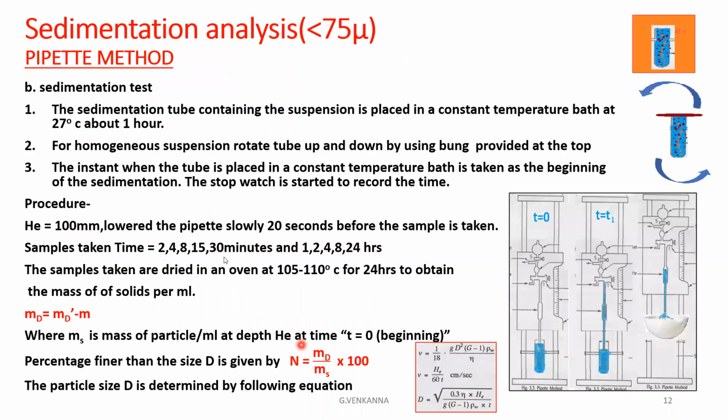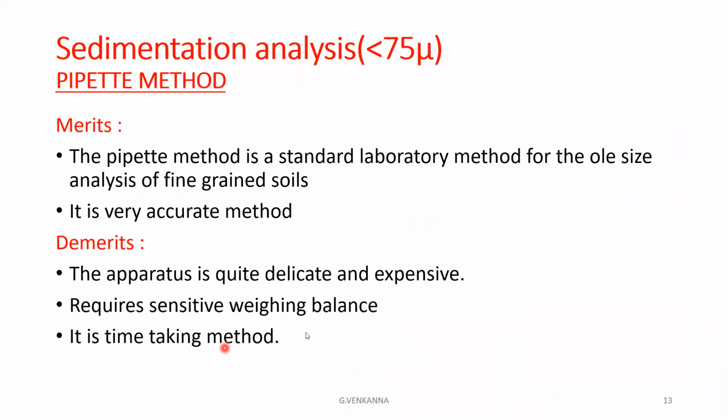Why? Because the total pipette method process takes about 2 days. The samples are taken over about 24 hours, and after the samples are taken, we have to dry them in an oven for 24 hours. So 24 hours plus 24 hours, the total process takes about 2 days. Because of this, it is a time-taking method.